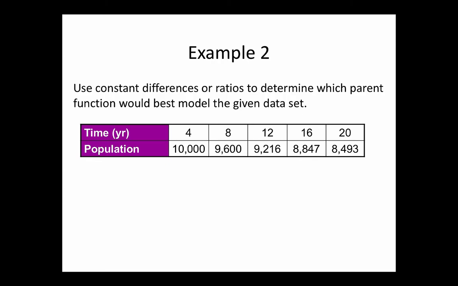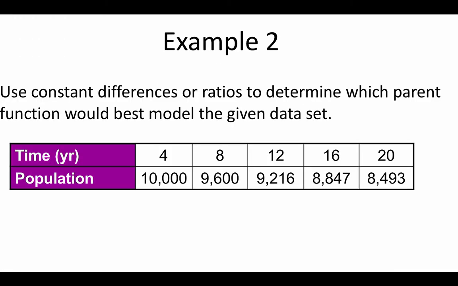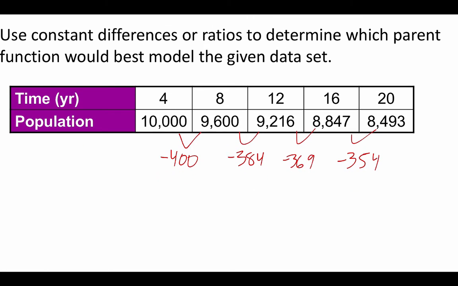Now this next one, our x's are evenly spaced, no problem there. Our y values, let's take a look at the differences here. So our y values, this goes down by 400. This goes down by 384. Going from 9216 to 8847, that's down 369. And from 8847 to 8493, that's going down by 354. Now, not linear, all different numbers there.